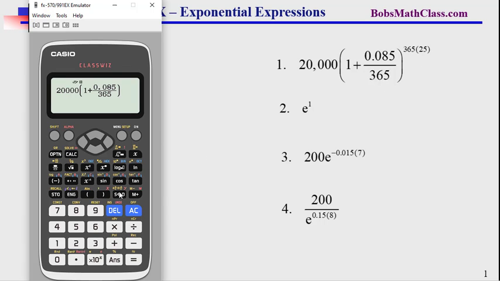And now our exponent. So now we can put in 365, times 25 if you want. Or let me delete that. Or you could put parentheses, that means multiplication. It's up to you, it doesn't matter. Close the parentheses, and then hit equals.